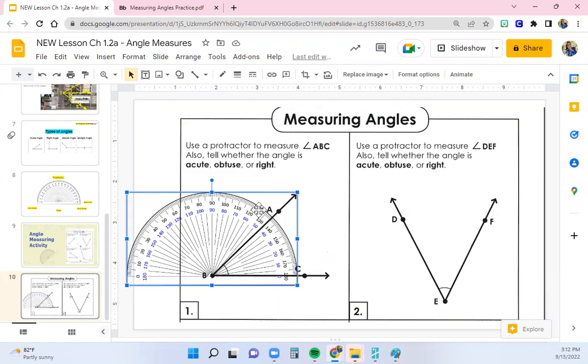Once you're able to find what the measurement is, guys, go to the last page of your packet. There are 12 examples. On the last page, go ahead and record your measurement there, and then state if it's acute, obtuse, or right. I'm gonna give you guys about 10 minutes to complete this, and then we'll go over them.